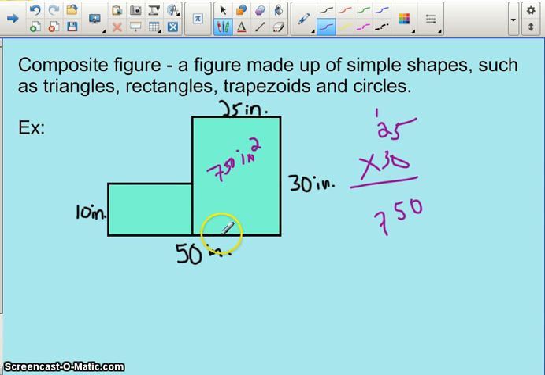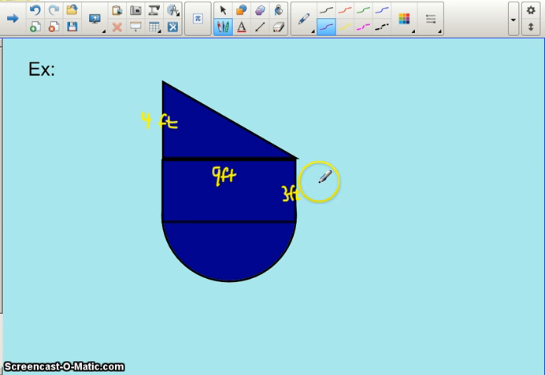And then this little rectangle here, the full length looks to be 50, and then the top looks to be 25, so that's going to leave 25 left here. If we multiply 25 times 10, that's going to give us 250 inches squared. If I add the 750 and 250, that's going to give me 1,000 inches squared for that composite figure's area. So there's the first example.